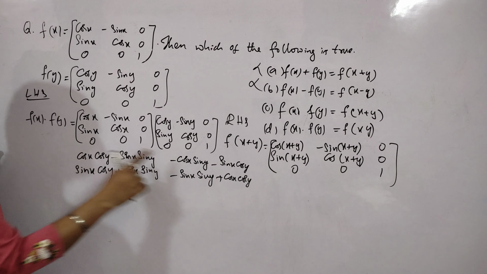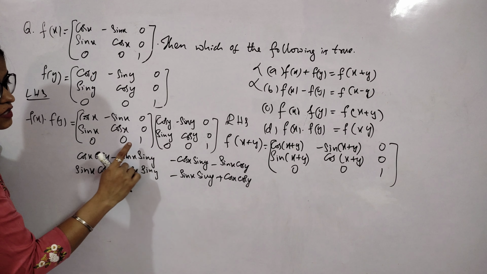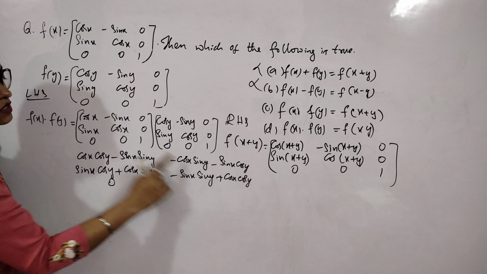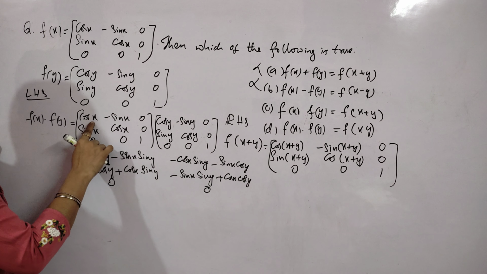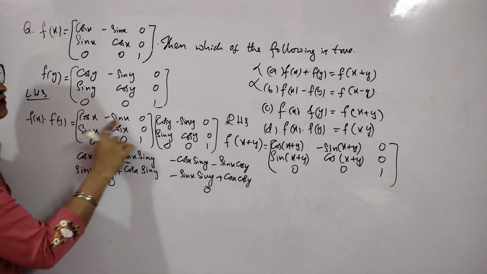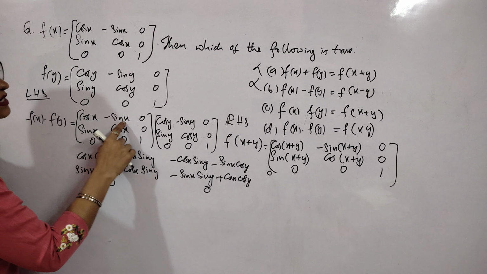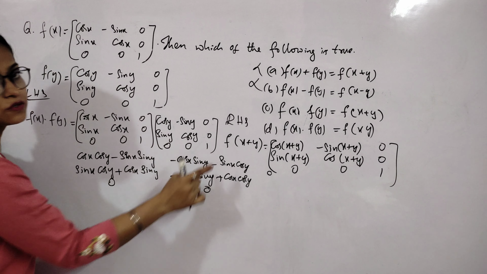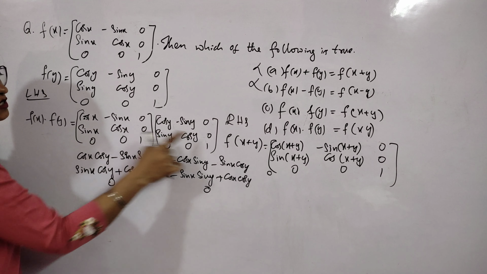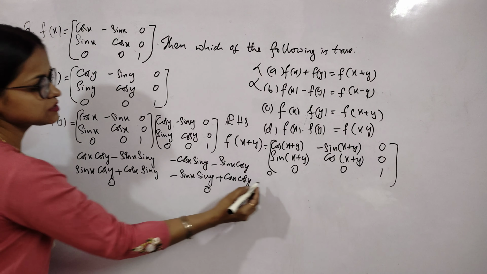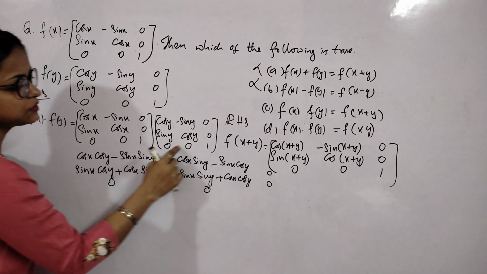Next, 0 into sin y is 0, 0 into cos y is 0, 1 into 0 is 0. And cos x, first row with third column: cos x into 0 is 0, minus sin x into 0 is 0, 0 into 0 is 0. Next, second row with third column: sin x into 0, cos x into 0, 0 into 1 is 0, and 0 into 0 is 0, 0 into 0 is 0, 1 into 1 is 1.